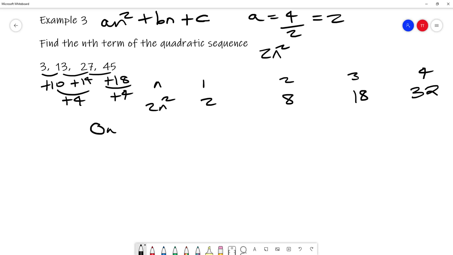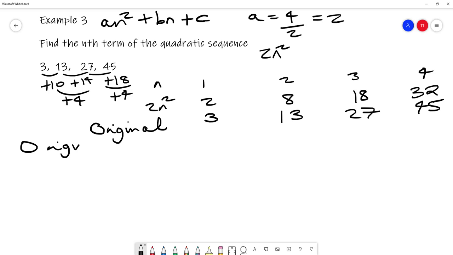Then we're going to write down the original sequence. The original sequence is 3, 13, 27, and 45. Then we need the original minus 2n squared. So we do 3 take away 2, which is 1. 13 take away 8 gives me 5. 27 take away 18 gives me 9. And then 45 take away 32 is 13.